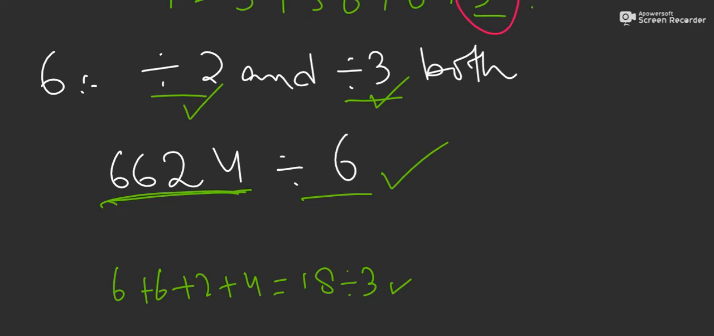Otherwise, if it can be divided by 2 but not by 3, then it cannot be divided by 6. If it can be divided by 3 but not 2, it cannot be divided by 6. The rule says that the number should be divisible by 2 and 3 both. And here is the example, so I hope you understood the rule.